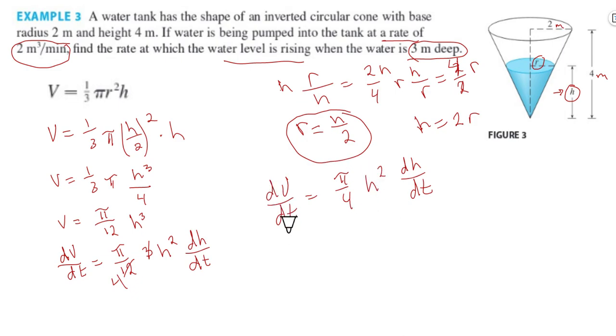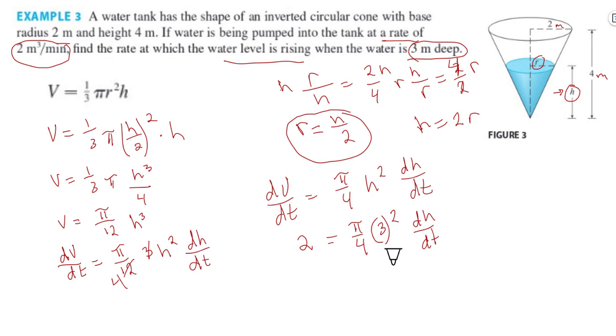So we go ahead and fill this stuff in. dV dt is 2, and you could use units here, but everything will pretty much cancel out. We'll get, and this is pi over 4. h is 3, so that's going to be 3 squared, which gives us 9, and then there's the dh dt. So we've got 9 pi over 4.